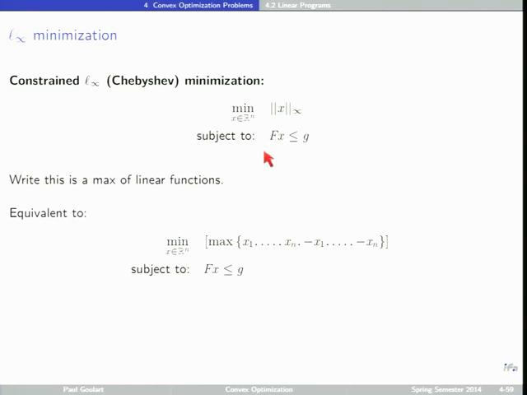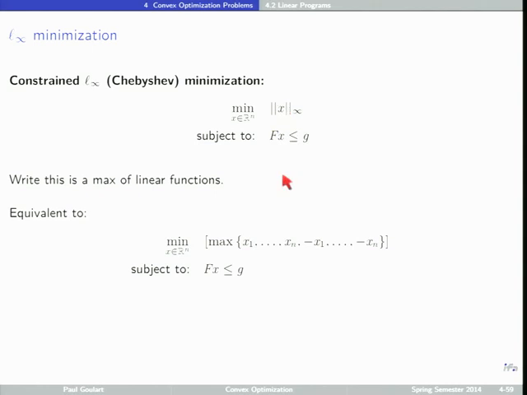Okay, so I'm trying to minimize the infinity norm. This is the magnitude of the largest element of x, or the largest absolute value of the elements of x. Okay, so I want to minimize this thing, and I want to satisfy some other inequalities. Okay, so what I can do is this: the infinity norm I can write as a max function like this. So x may have positive and negative values, and I want to minimize the largest absolute value.